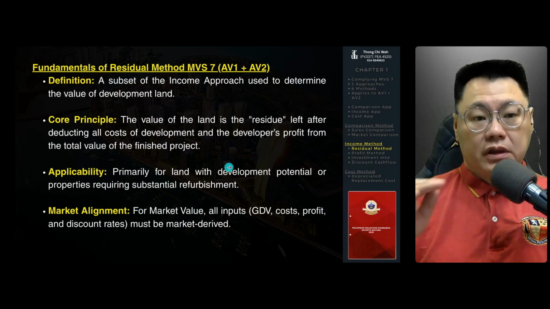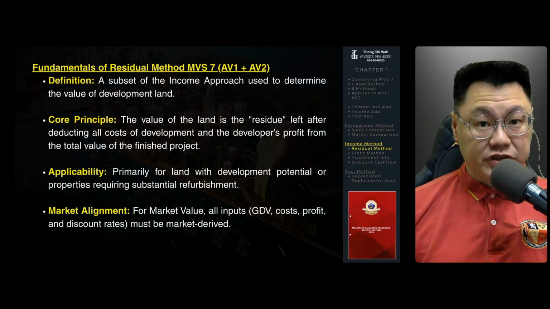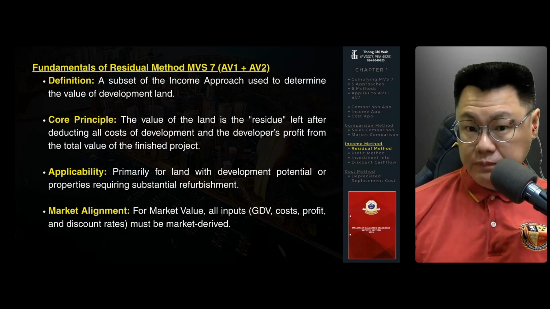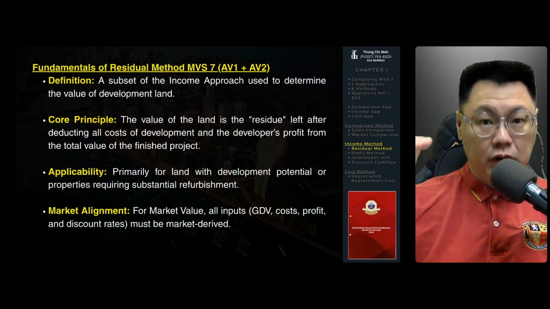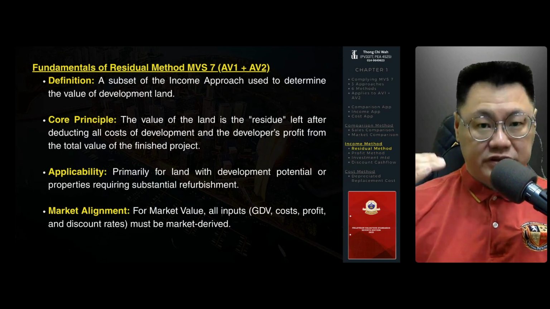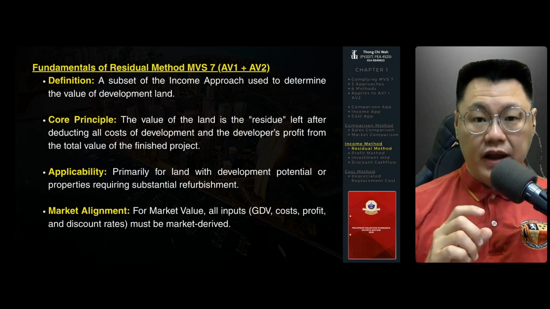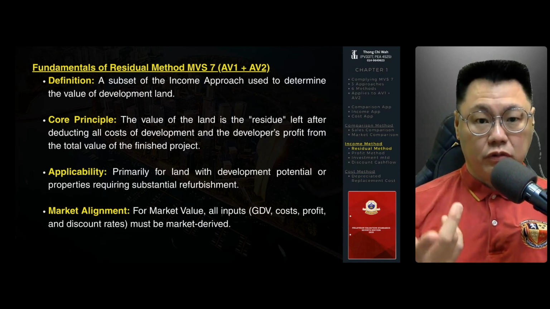Now, the core principle is very simple. The value of the land is the residue, what's left after deducting the cost of development and the developer profit from the gross development value. Basically, revenue minus the cost minus the profit the company wants, and then what you get is a residue value. That residue value is basically called the land value or residual value.